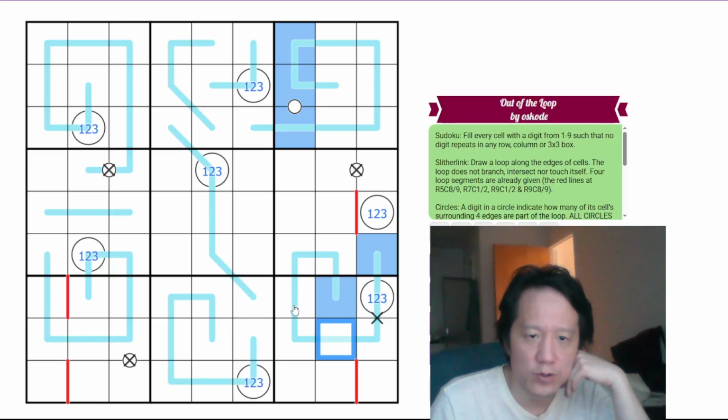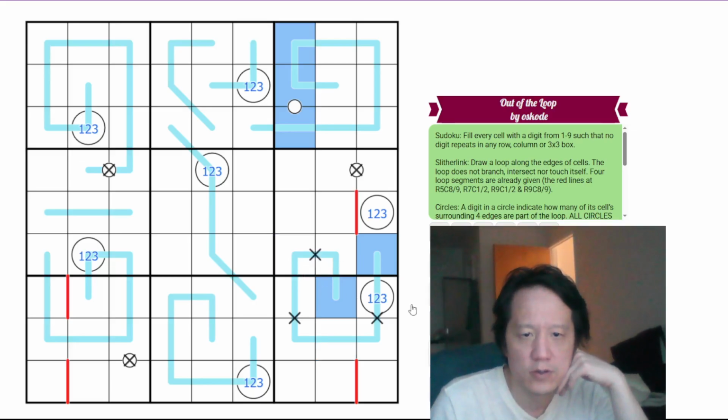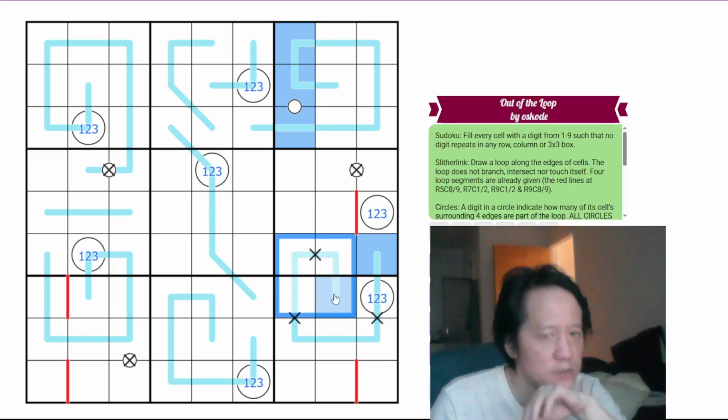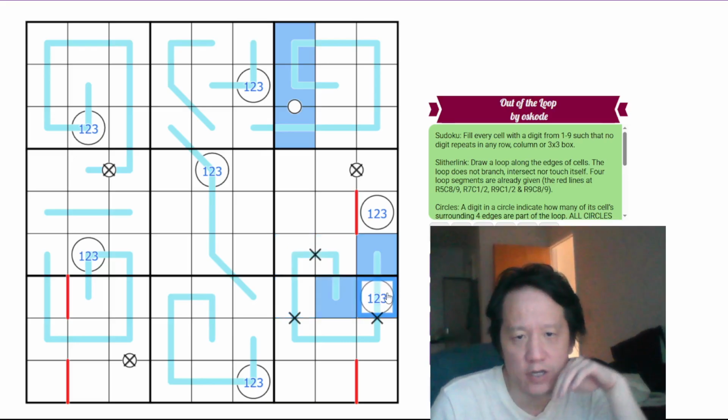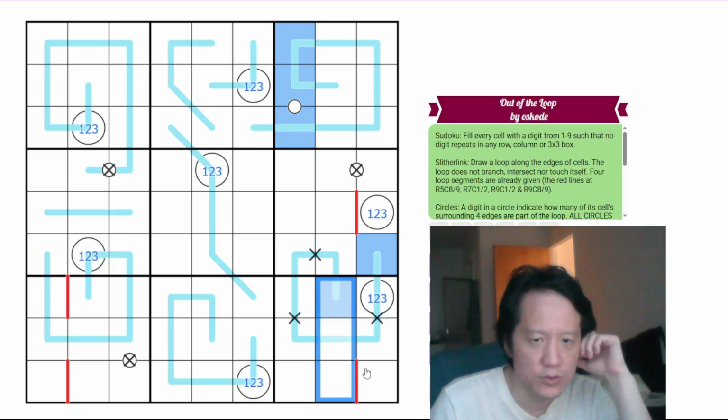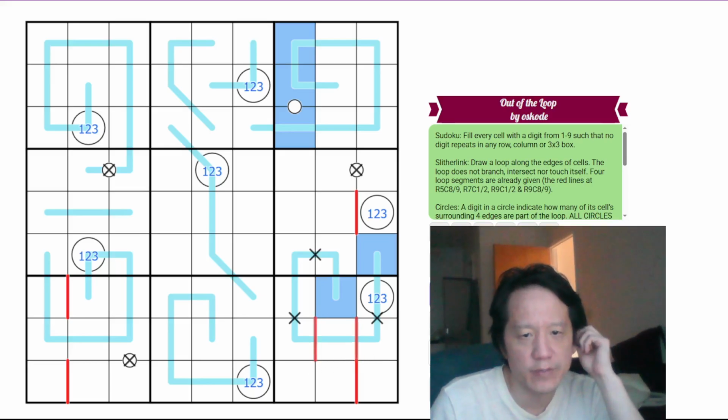So we know this cannot be a single digit, so this can't be a slither link either. It must go either here or here, right? It cannot cut across here either. It could cut across any of these lines here, so that's fine. Or it could cut across here. So it's either 2 going up this way, or it's going up this way. We're not sure. Okay.